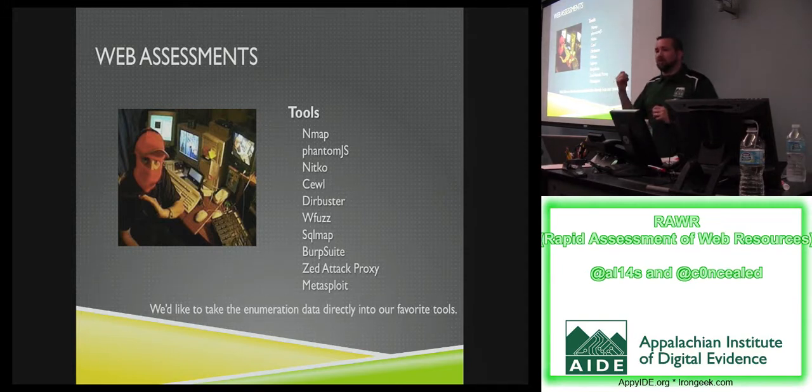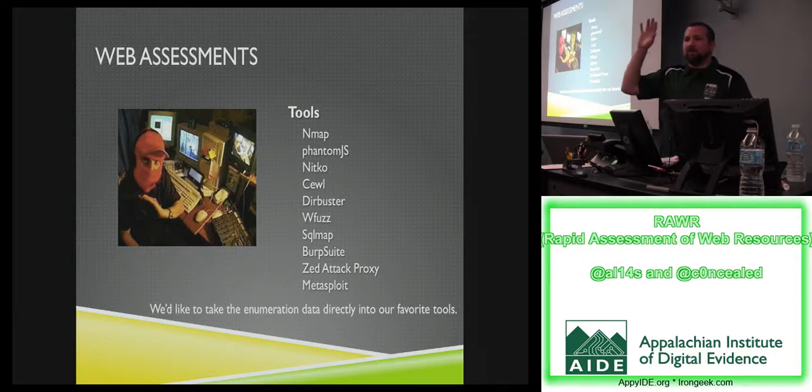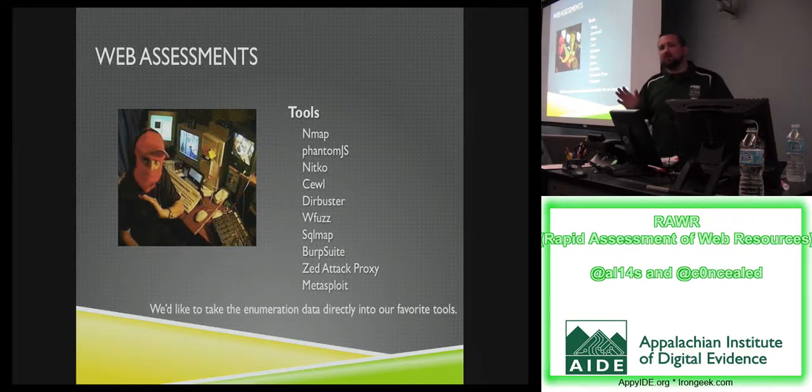CeWL, or Cool Robin Wood's Ruby script, is a really awesome script that will go through and create a custom word list based on the text that's on the website and any metadata that are in the images on the website, that you can use as a password brute forcing list against any login fields that may be on the site that you're looking at. Really slick little tool.